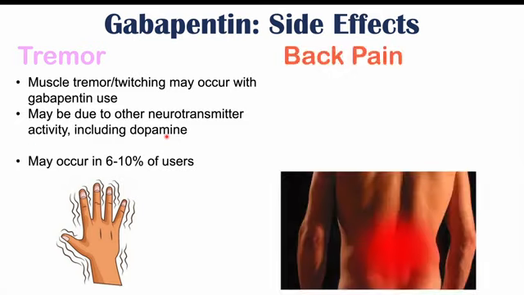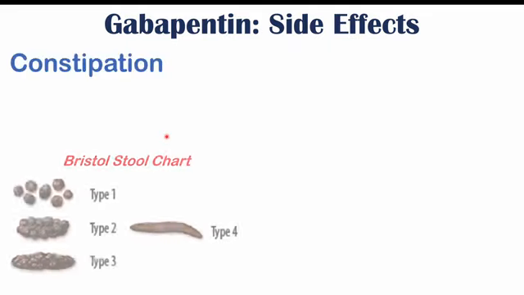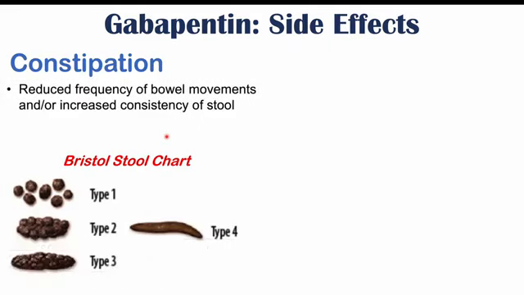users. We can also see back pain occurring, so mild back pain may occur, and this is estimated to occur in 1 to 5% of patients. Constipation is also another possible side effect of gabapentin use. So constipation is going to be reduced frequency of bowel movements and or increased consistency of stool.